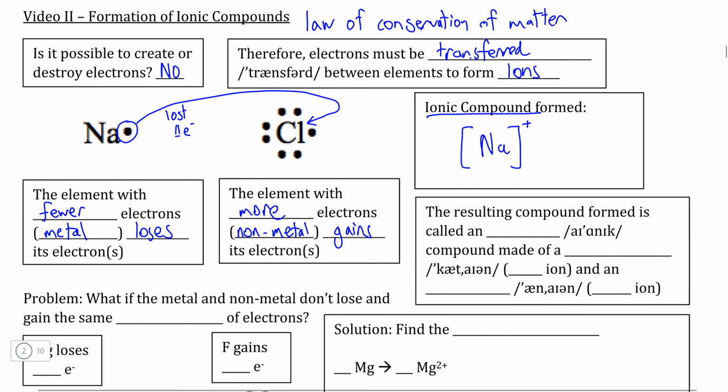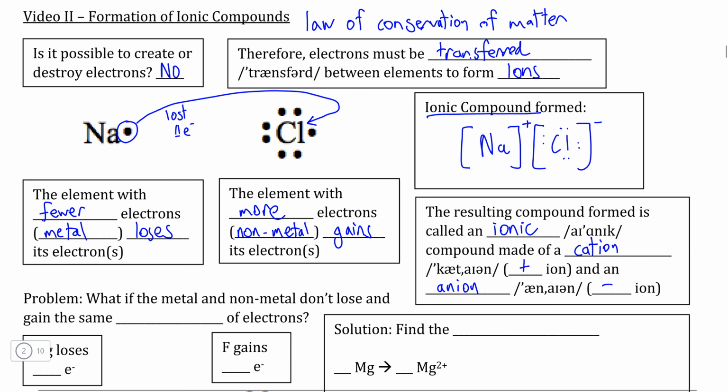Now, since that electron can't magically disappear, we represent that electron on chlorine, and when we draw the Lewis structure of chlorine, we show that it has a full valence shell like this, and we represent the gain of 1 electron with this negative charge here. And together, when we have a positive ion, which is what we call a cation, paired with a negatively charged ion, which is what we call an anion, we have now made an ionic compound.